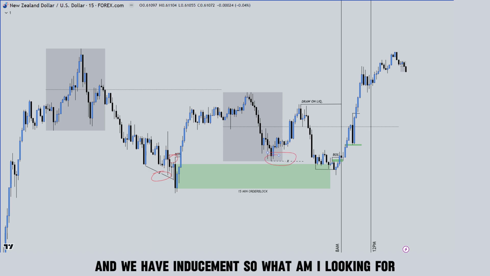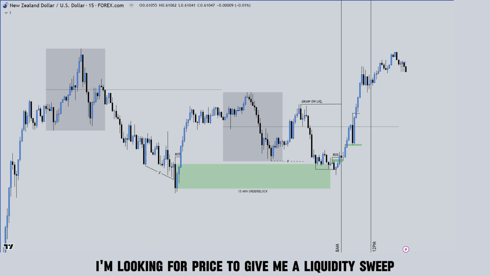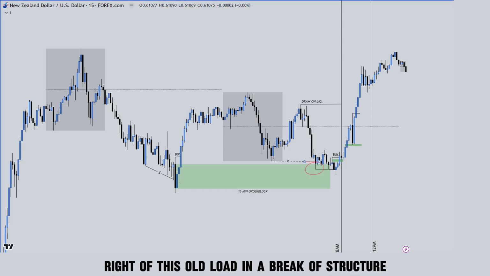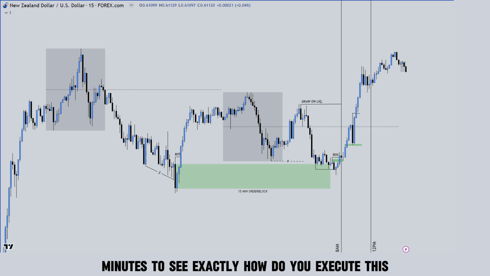And we have inducement. So what am I looking for? Inside of my higher time frame key level, right around 8 a.m., I'm looking for price to give me a liquidity sweep of this old low and a break of structure on the lower time frames inside of my higher time frame key level. So now let's get down to the 5 minutes to see exactly how you execute this.